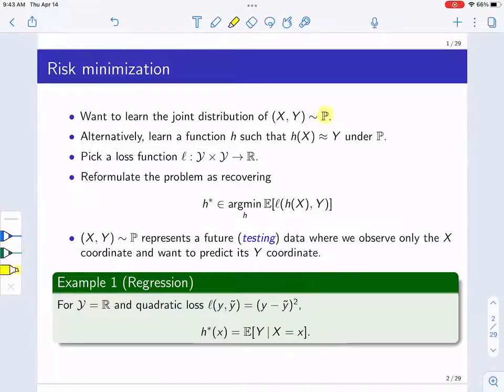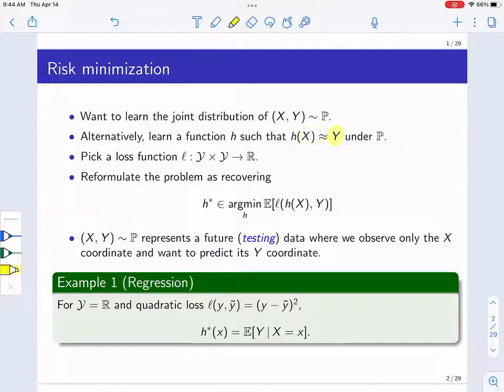So in the local averaging idea, or the first few lectures, we talked about how to estimate the conditional expectation of y given x. So conditional expectation is a function. So we can just say, let's say I want to learn a function of x that's approximately y.